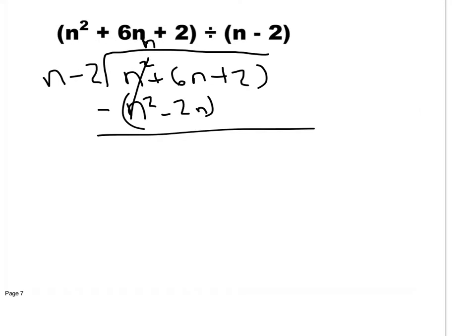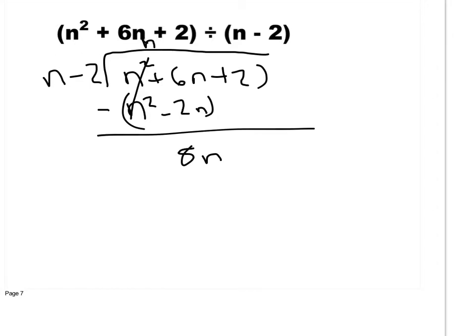N squareds would cancel. 6n minus negative 2n would give you what? 8n. Remember, this is why I put the minus sign outside parentheses. This is what I've got when I take this times this. But I have to subtract that. So that's why I'm putting it inside parentheses. I always go back to this.